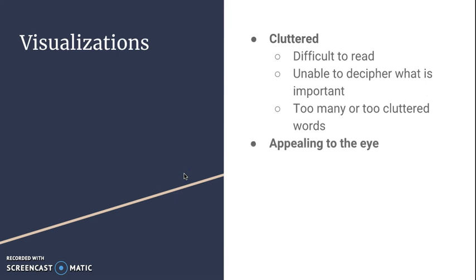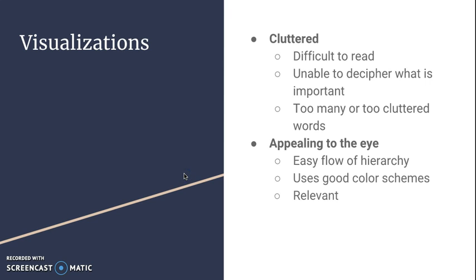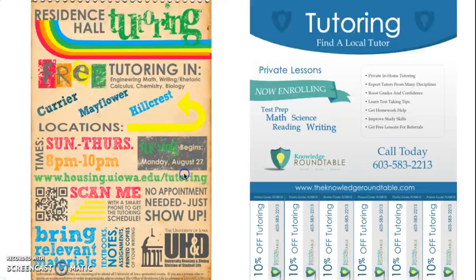Things that can be appealing to the reader: there's an easy flow of hierarchy, which we'll go over here in a little bit, and it uses good color schemes, good contrast, and things are relevant. So let's go ahead and get started.